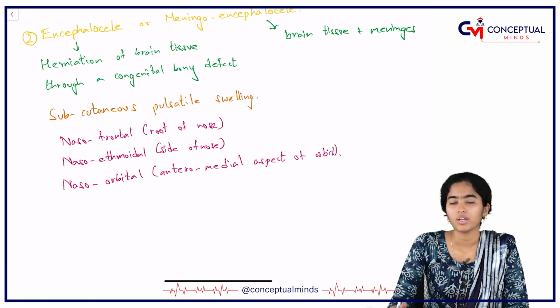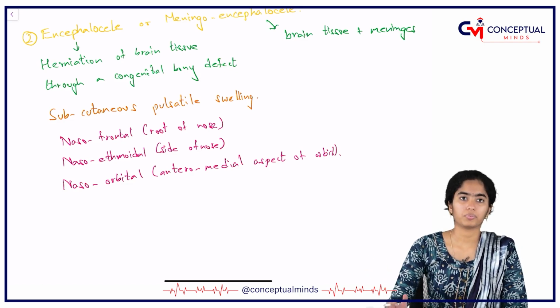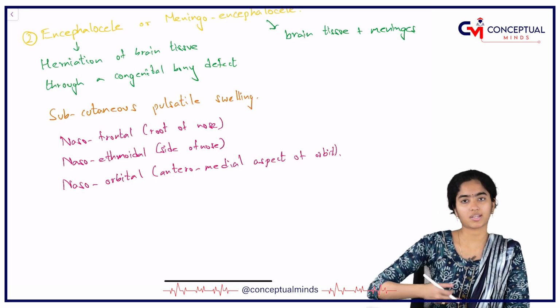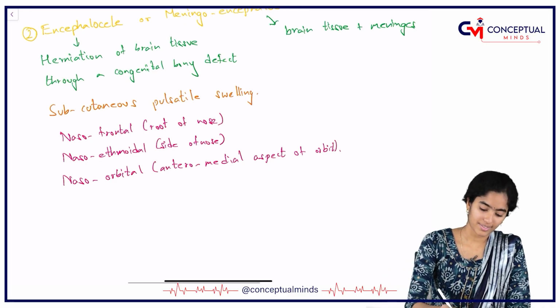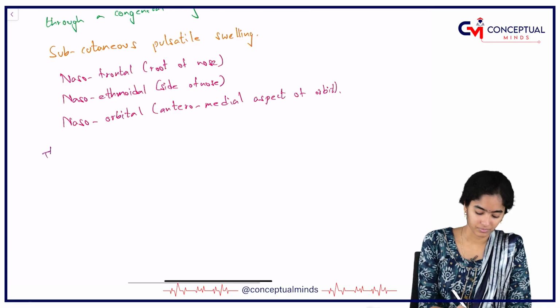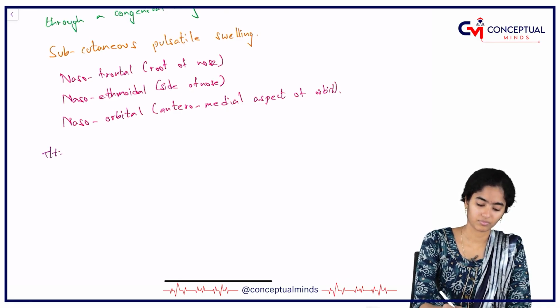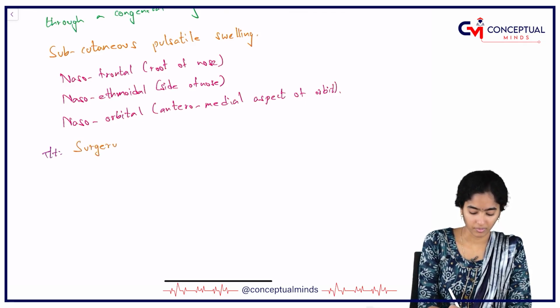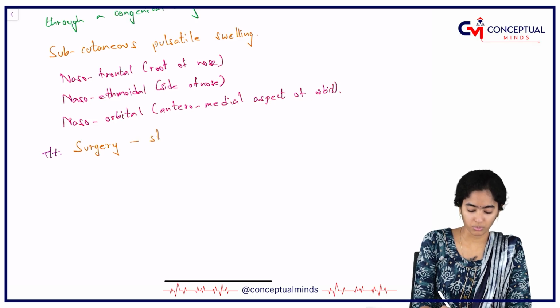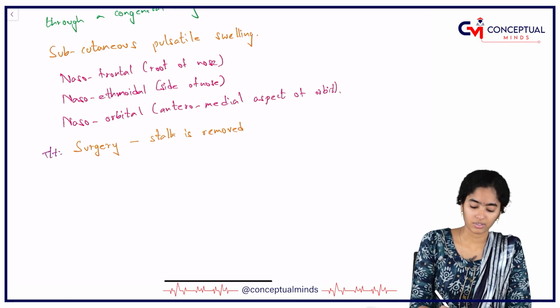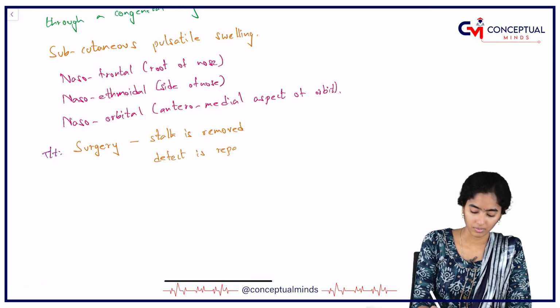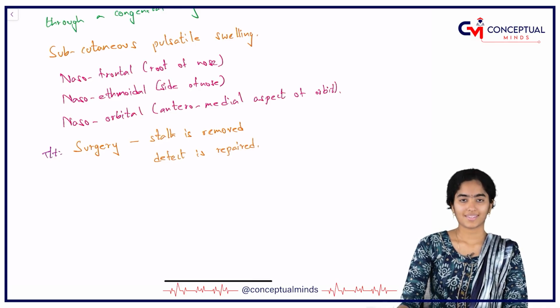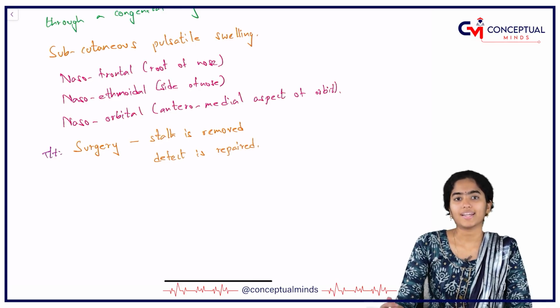How do you have to treat it? Neurosurgically, remove the stalk from the brain and repair the bony defect so that it doesn't herniate again. That is the treatment. Surgery, where the stalk is removed and the defect is repaired. This is about a meningoencephalocele or an encephalocele.